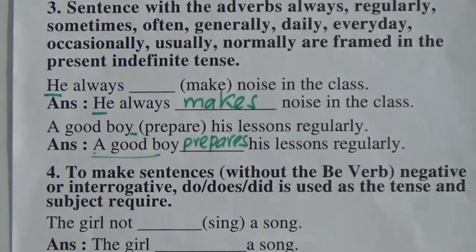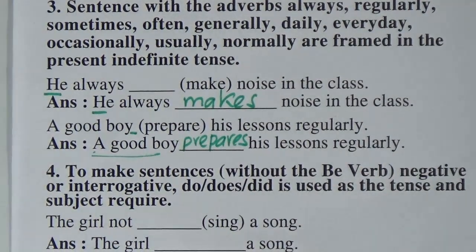Okay, next one, number 4. To make sentences without the be verb, negative or interrogative, do, does, did is used as the tense and subject require. Where is the be verb? Okay, let me write a sentence.